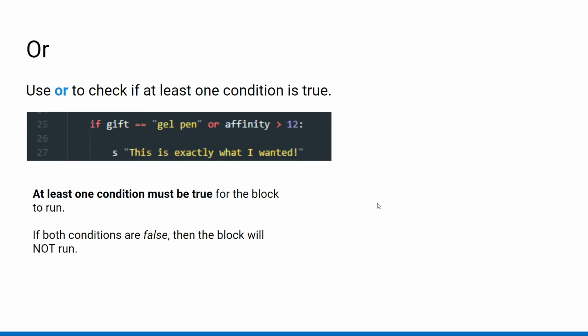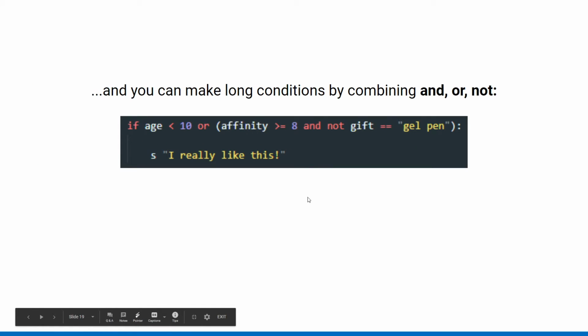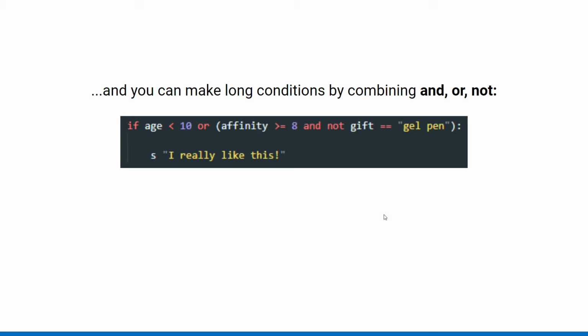Or is something similar. Or checks if at least one condition is true. So gift equals gel pen or affinity equals 12. If either of those conditions is true, then it'll run the block of code. And then not is just to check the reverse, like check if a condition is false. So here, if the gift is not gel pen, then say a piece of dialogue. And then you can make really long conditions by combining and, or, and not.